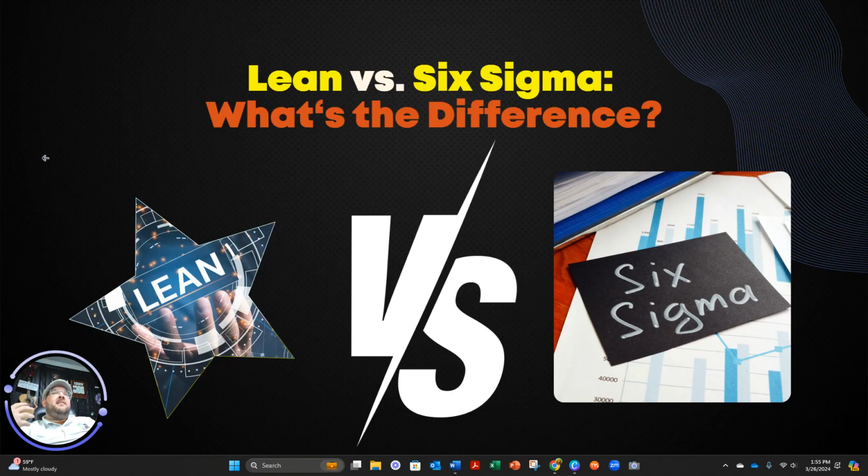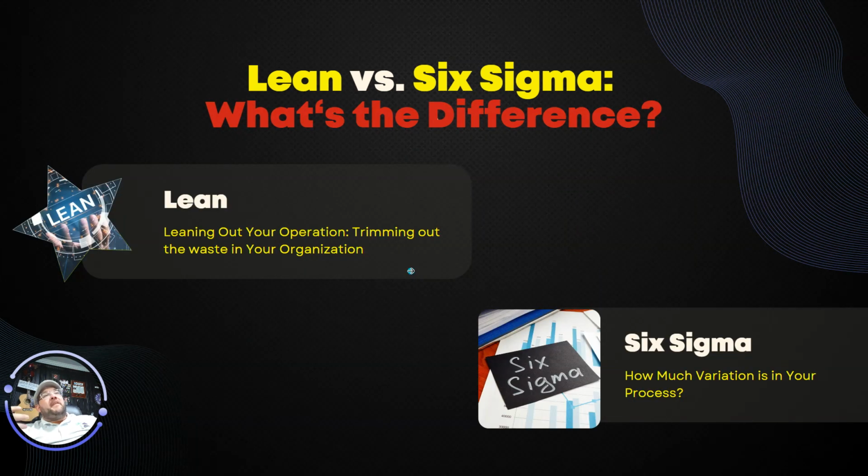So I get asked, why do we need Lean Six Sigma? But what's the difference between the two? Well, here's the thing, ladies and gentlemen, and others out there. Lean is about leaning out your organization and trimming out the waste: the wasted time, the wasted products, the wasted defects in an organization, the wasted amount of communication. Getting rid of that waste and streamlining your operation to create speed and efficiency is key.